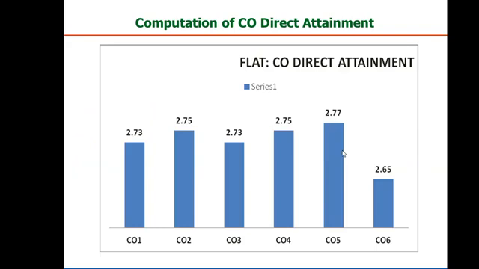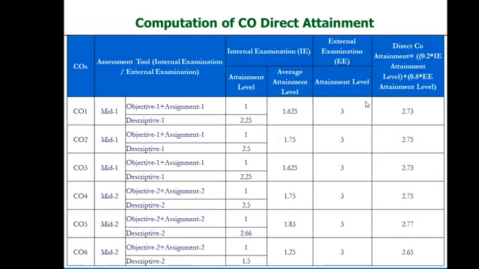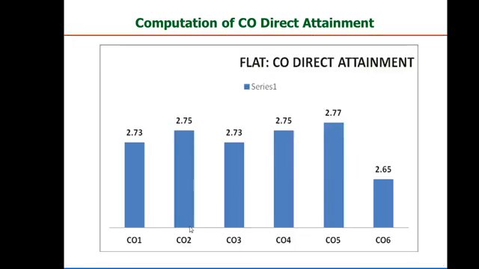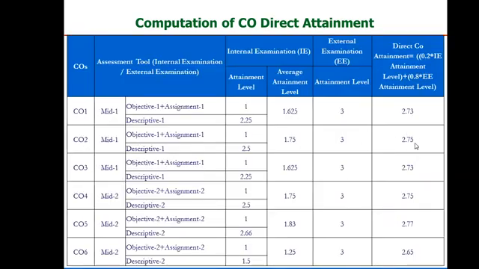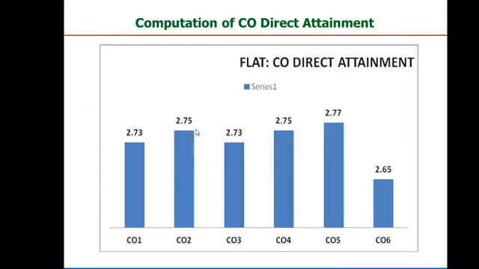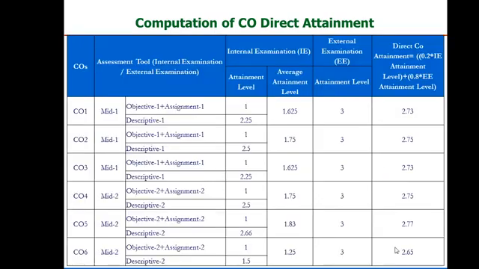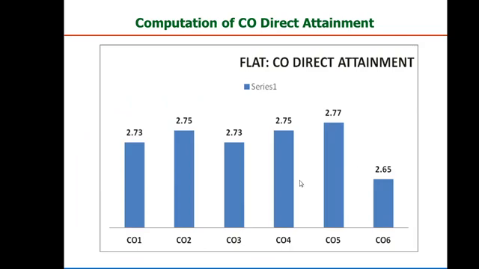Then coming to the overall CO direct attainment values, which can be obtained in this table, can be shown graphically. CO1 the value is 2.73, CO2 2.75 and so on, CO6 2.65. These are all direct attainments of the course.